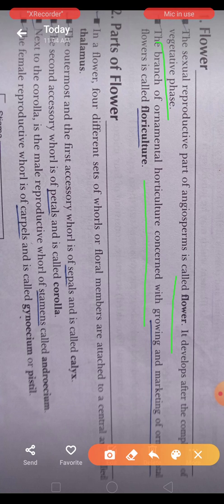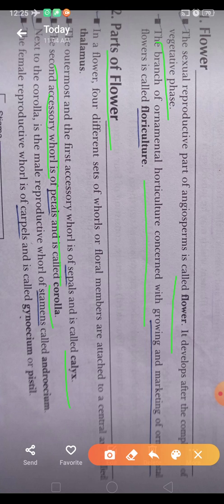After that, see the parts of the flower. A flower basically has four parts along with the thalamus. The first, that is the outermost and the first accessory part, is the sepals. The sepals are also called the calyx. The second accessory part of the flower is the petals, also known as the corolla.